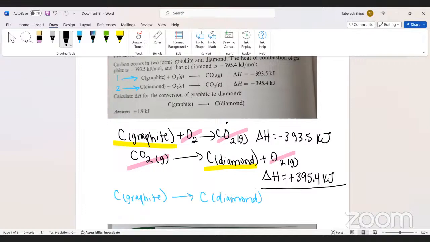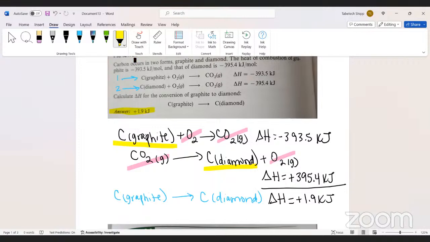So I've got the negative 393.5 plus 395.4. When I add those together, you see it comes out as 1.9. Those of you on YouTube will not see me calculating it because my camera is off, but the answer is positive 1.9 kilojoules. Isn't that the answer you see on my answer chart that I'm highlighting in yellow? That is the same answer.